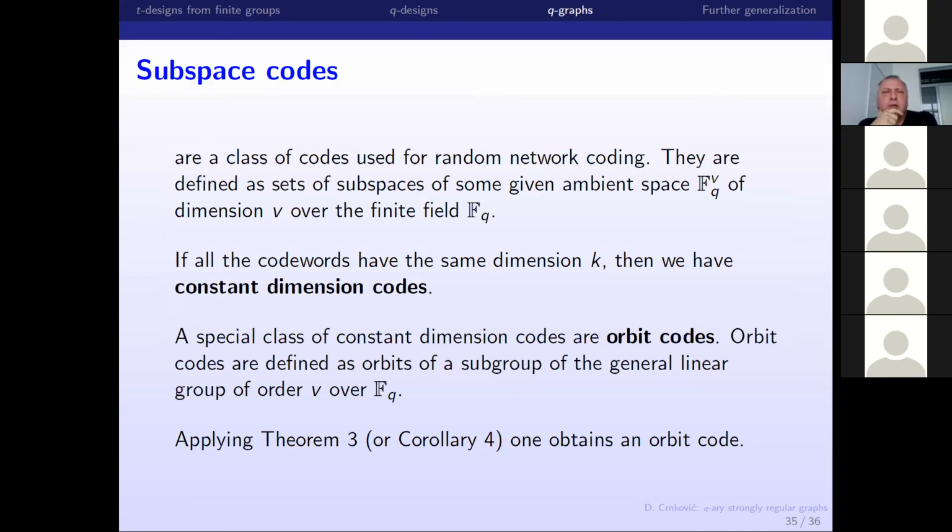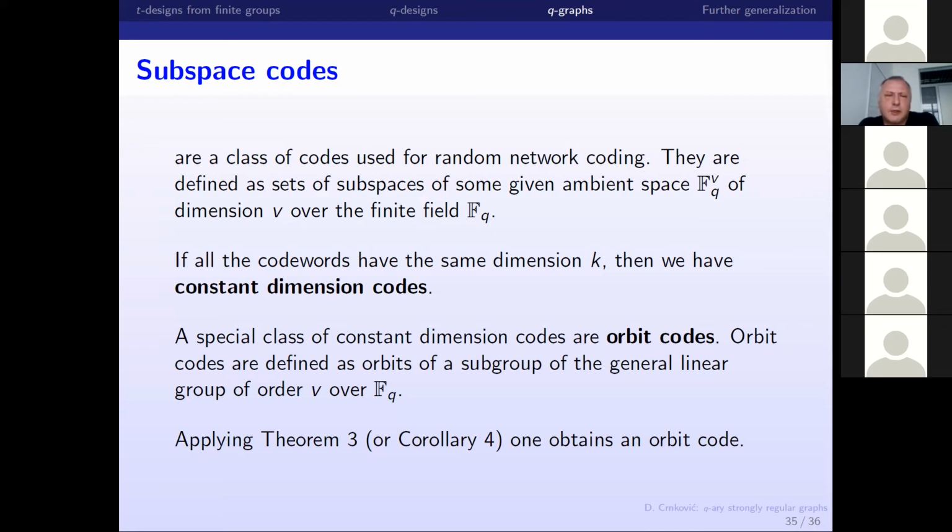There is also a connection between the things that I showed you previously and subspace codes. So what is a subspace code? Subspace codes are just a bunch of subspaces of an ambient vector space. Subspace codes are used in random network coding, and there has been a lot of research recently about subspace codes because of that connection.